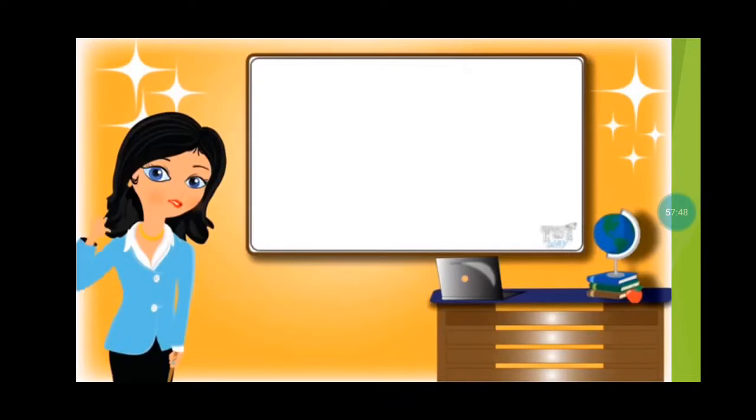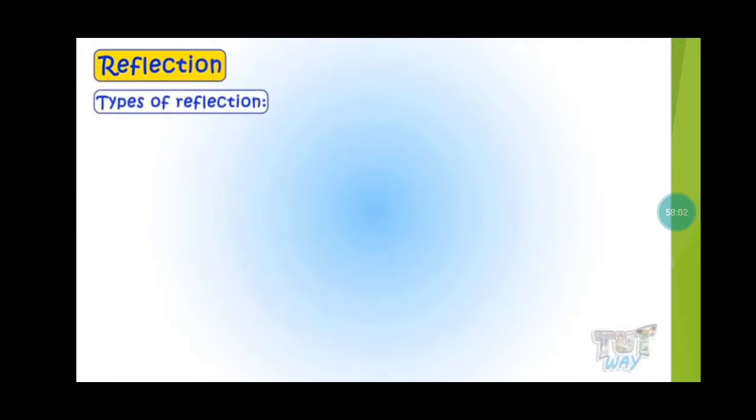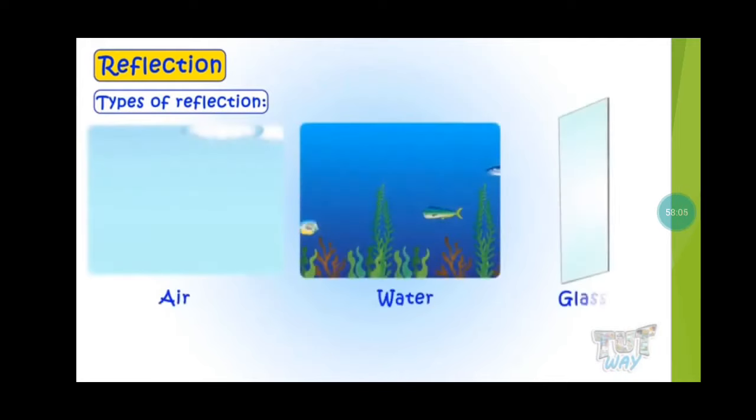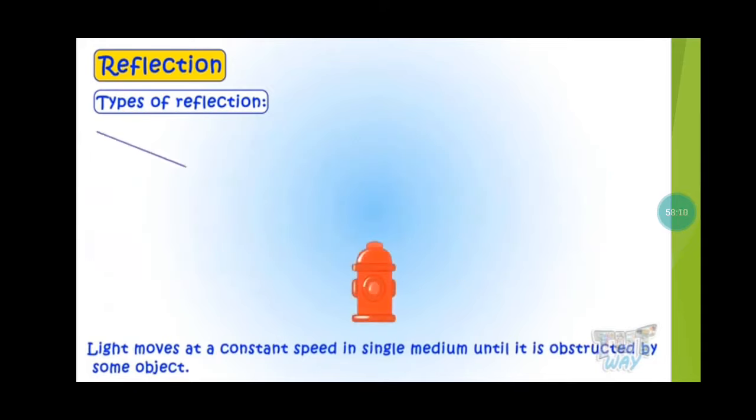Hi kids! Today we will learn about refraction. So let's start. We learned what reflection is and its types already. When light exists in a single medium, air or water or glass, it moves in a single straight line at a constant speed until it is obstructed by some object. When it is obstructed by some object, it reflects at an angle which is the same as the angle at which it hits the object.